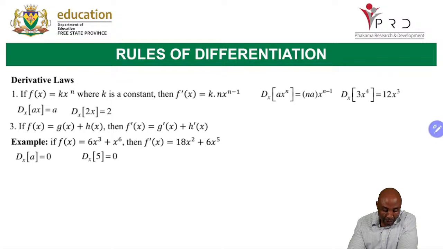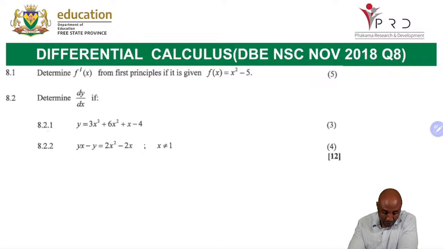Now, a constant, its derivative is 0. The derivative is 0. If we are finding the derivative with respect to x, if I have a number 5, its derivative is 0 with respect to x.